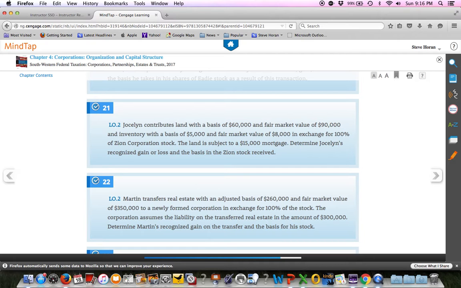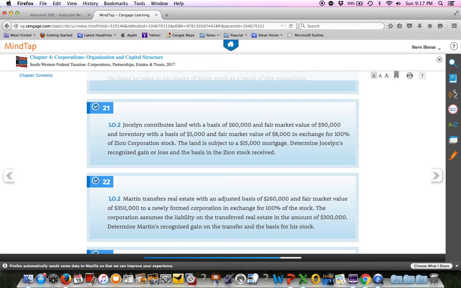So for 21, the contribution is tax deferred under Section 351, which I'm making everybody probably figured that out because there's 100% here. So he definitely met the 80% rule. So she receives Zion stock worth $83,000, and the $83,000 is the value of the land and inventory transferred, reduced by the debt relief.